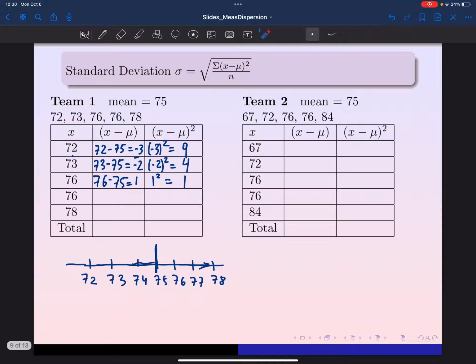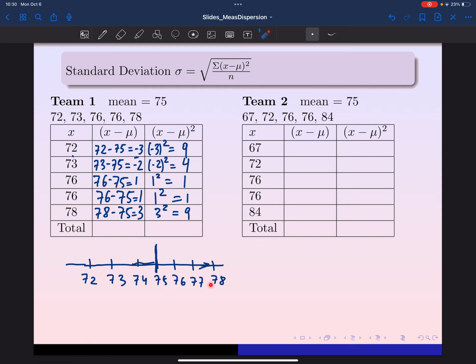We repeat this for the next. We need to list all the data. So we have 72, 73, twice 76. So we repeat the same process. 76 minus 75 is 1. 1 squared is 1 as before. Now for 78 minus 75 is 3. 3 squared is 9. So the 78 is 3 units to the right, 1, 2, 3 units to the right.